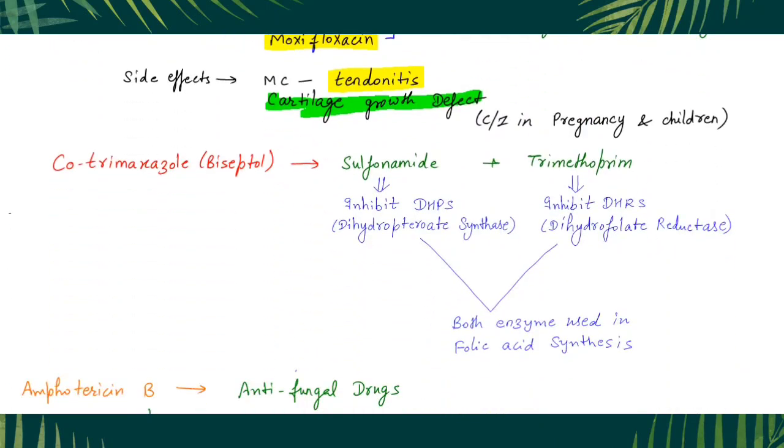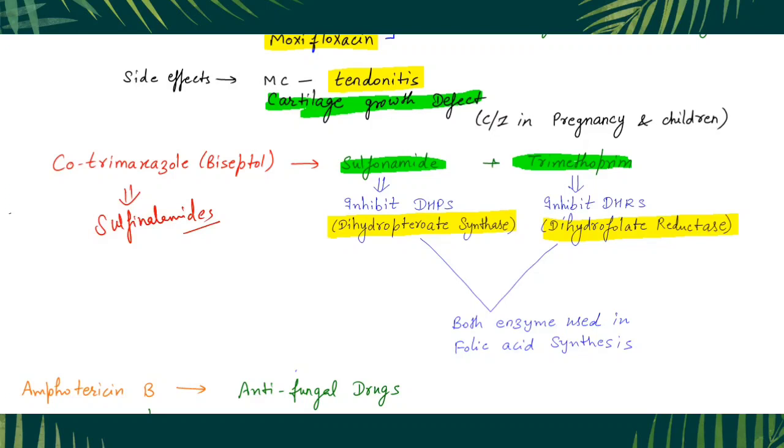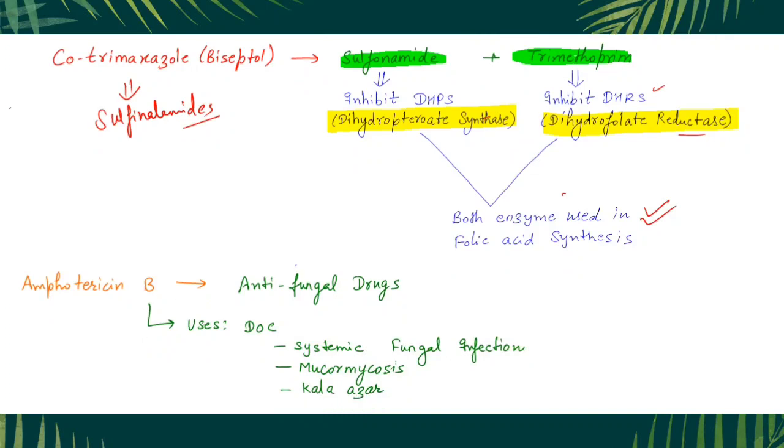Next is cotrimoxazole. Cotrimoxazole, this is Biseptol. Sulfonamide plus trimethoprim. They inhibit DHPS, dihydropteroate synthase, and they inhibit dihydrofolate reductase. So trimethoprim and sulfonamide are both present in one drug, that is cotrimoxazole or Biseptol. Both enzymes are used in folic acid synthesis, so they inhibit the formation of folic acid. Which drug? Cotrimoxazole or Biseptol.